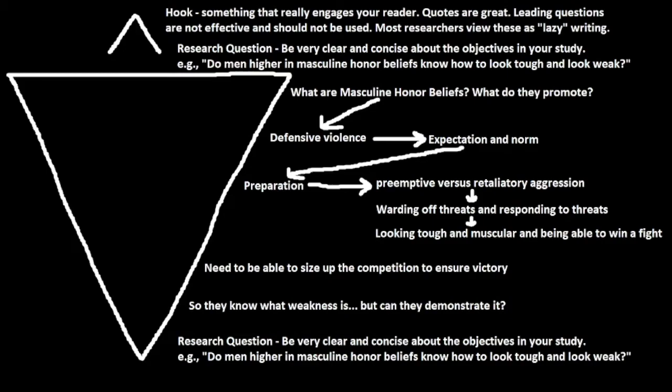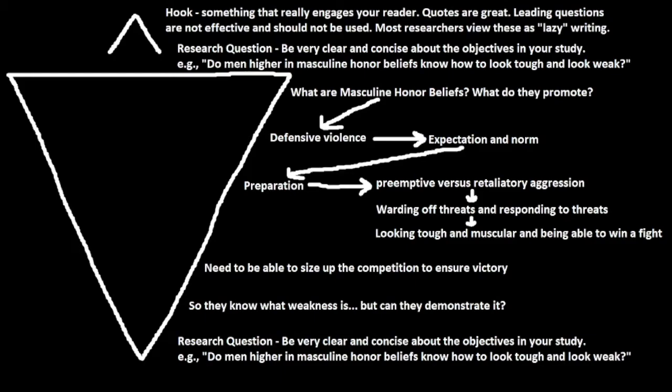So eventually we come back to this idea: it's probably clear that someone higher in masculine honor beliefs would be able to demonstrate toughness. That's kind of the obvious hypothesis in this study. And we're seeing, can they actually show that? Can they actually, based on the way that they stand, the way that they posture, the way that they talk to other people, demonstrate that? And it's probably true that they can demonstrate toughness. That's the easy hypothesis in this study. But the secondary hypothesis, the research question here, is can they actually demonstrate weakness?